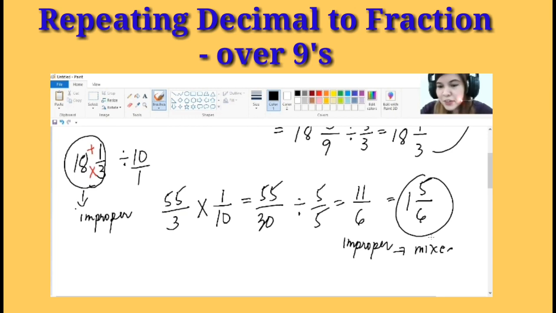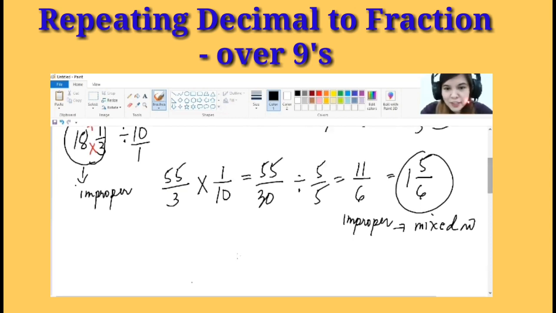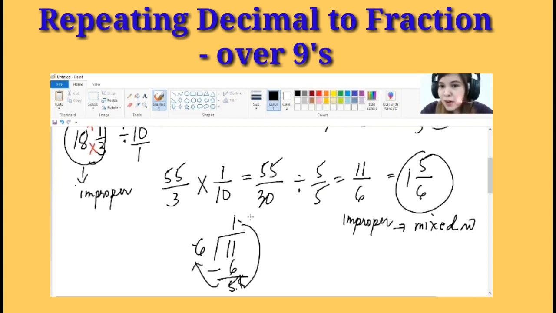O, para magawa yun, ang gagawin nyo, divide the numerator to the denominator. So, 11 divided by 6. So, 1. 1 times 6 is 6. Then, subtraction, 5. Read clockwise. So, pag binasa clockwise, 1 and 5, 6. The quotient is the whole number, then the remainder is the numerator, the divisor is your denominator.